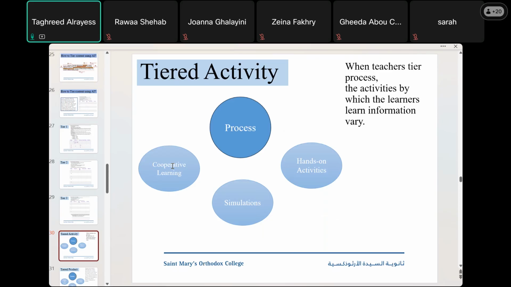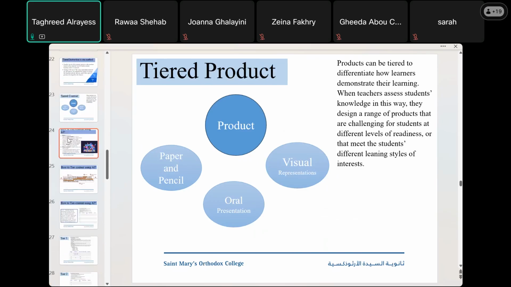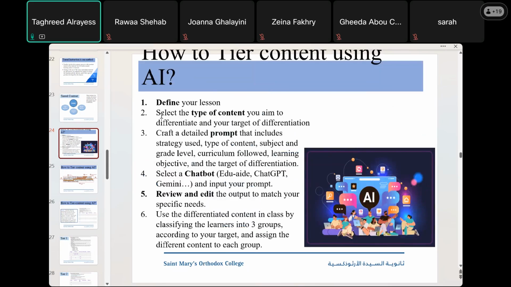My colleague Lamar is going to be elaborating on this part and showing you how we can use the same strategy in order to differentiate the process in our classrooms. And we can also use this strategy to differentiate the product, or how we assess the learners. It can vary from paper and pencil to oral presentations or even visual representations, by following the same steps I shared with you here, but instead of selecting the type of content, you just select the type of process or product that you aim to differentiate.